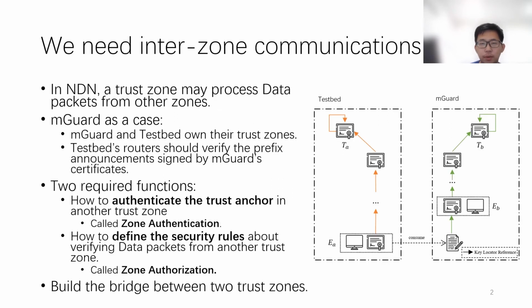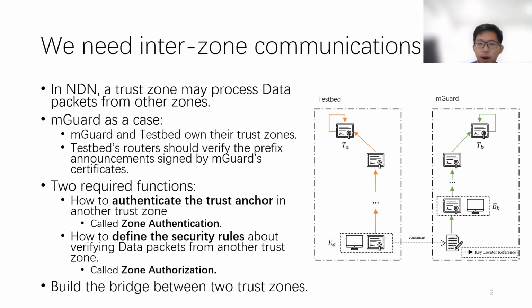Hi, I'm here to present our poster named InterTrust: Establishing Inter-zone Trust Relations. In NDN deployment, a trust zone may process data packets from other zones. For example, mGuard and the testbed each own their trust zones, but the testbed's routers should verify the prefix announcements signed by mGuard certificates. Look at this figure.